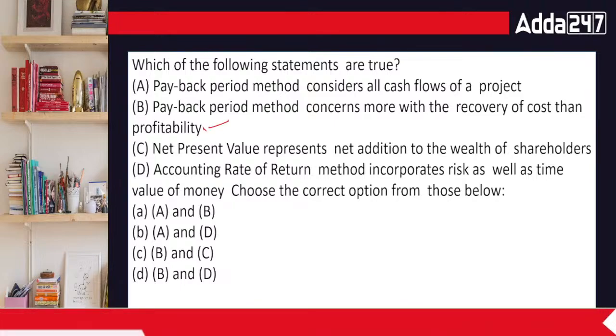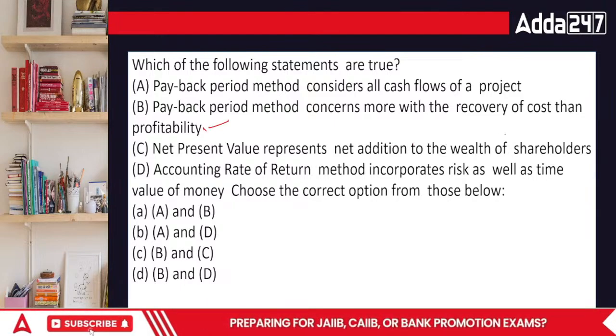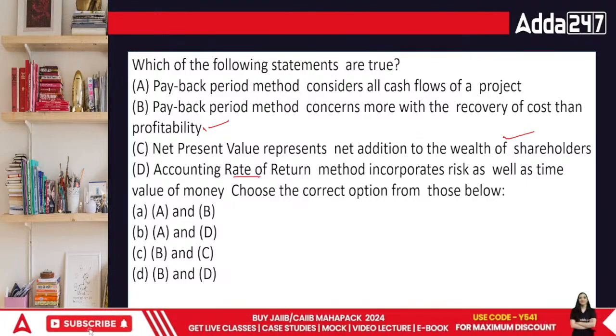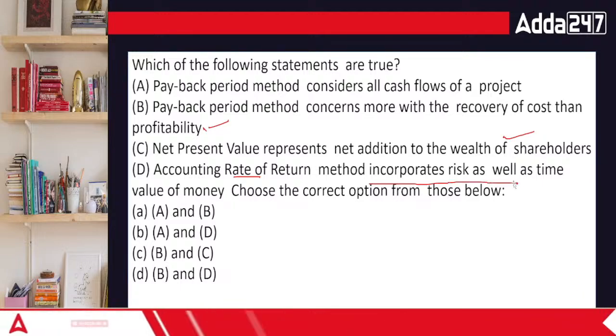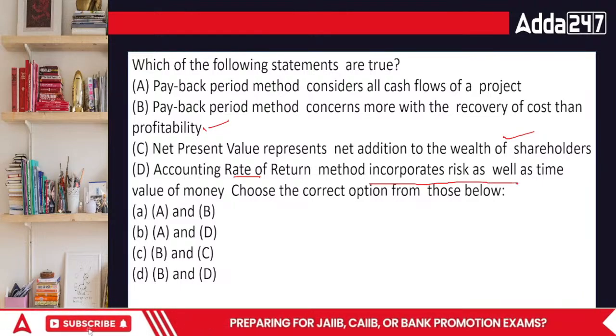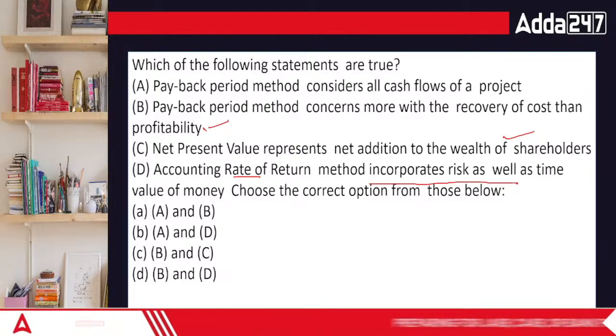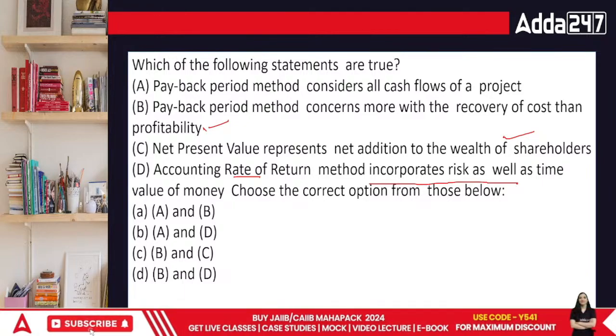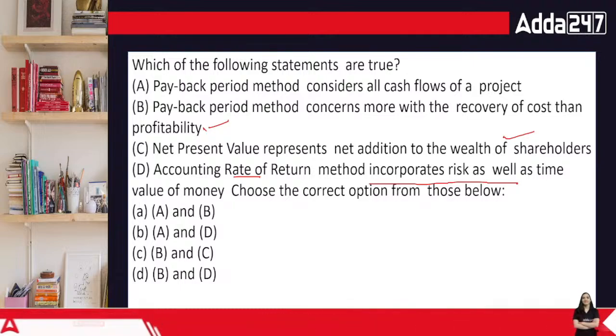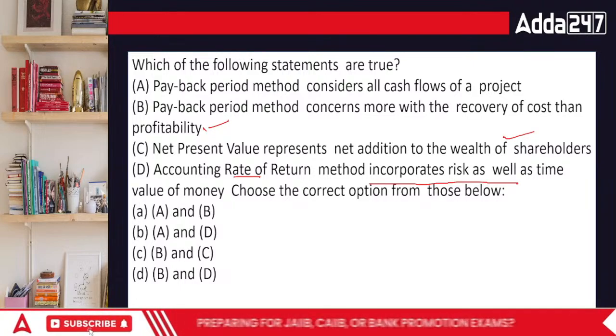Then NPV represent net addition to the wealth of the shareholder. That is also correct. It does that. Now the accounting rate of return incorporates risk. No, it just talks about the return that the organization is making over a specific capital investment decision it has taken. So technically that's a wrong answer. Okay, so in this case only B and C are correct.